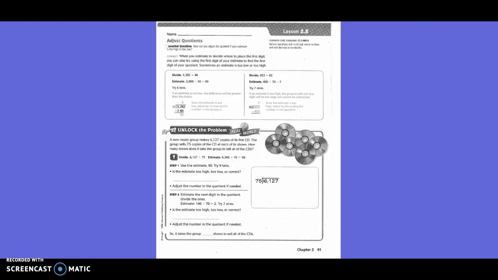So they took 3,382 divided by 48, and they rounded that to 3,000 divided by 50. They got 60. So they said that they would try 6 in the 10 spot. And then they subtracted, and they had how much left over? 50. So can you have 48 and have 50 left over? No, you can't, right? You want a lower number. So that means their estimate was too low, right? They needed to use a higher number.